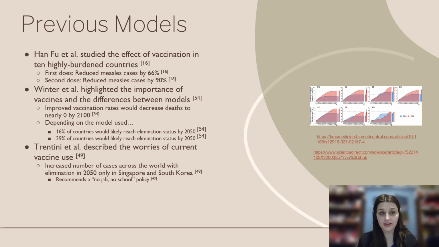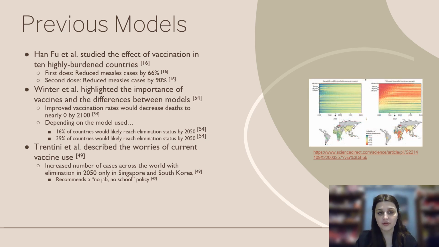This being said, each of the following models, including my own, show the importance of vaccinating against measles to not only eradicate measles in other countries, but to continue eradication of measles in our own. So in the first model, run by Han Fu, it demonstrated that the first dose only reduced measles cases by 66%, while the second dose brought it up to 90%. Winter further highlighted their importance by showing increased rates would decrease measles-related deaths to nearly zero by 2100.